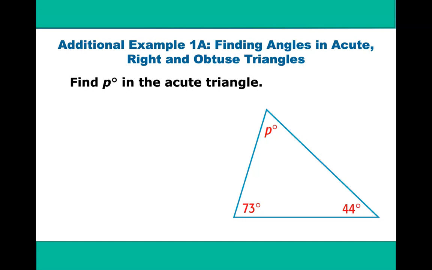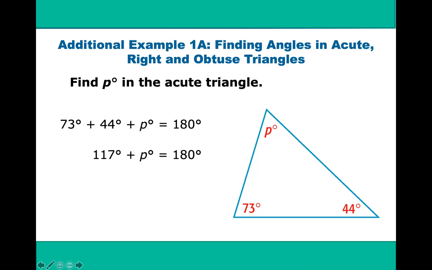All right, so here, let's take a look here. We see that this is a 44-degree angle and a 73-degree angle, and we have one unknown angle. And we know that these together need to equal 180 degrees. So we can set up an equation to look like this. 73 plus 44 plus p is going to need to equal 180 degrees.